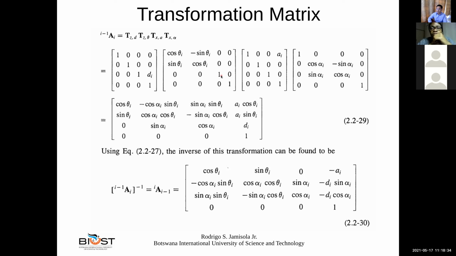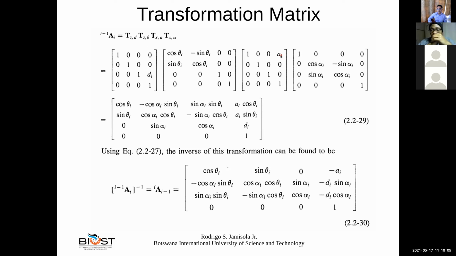So for the rotation about the z-axis, this is again 1. The z-axis doesn't change because it rotates about z. Only the x and y axes will change. So cosine theta here, we know that already, and minus sine theta on the off-diagonal terms. That's the transformation about z by the angle theta.